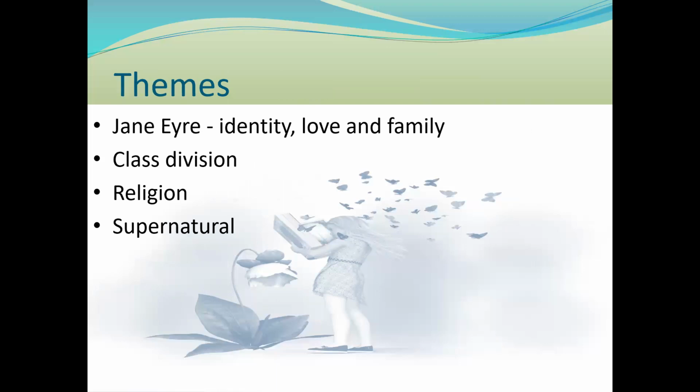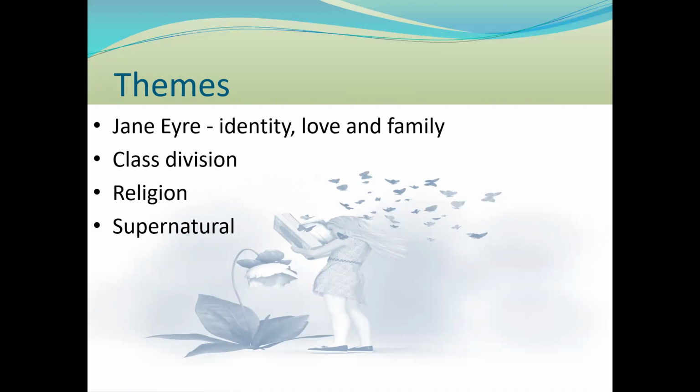The following are the themes of the novel. Jane Eyre searches for her identity, love, and family. This she finds through Edward Rochester. The protagonist, Jane Eyre, is a victim of class division in Victorian England. Her status rises after she receives a fortune from her uncle John Eyre.